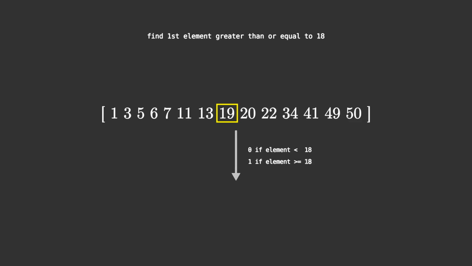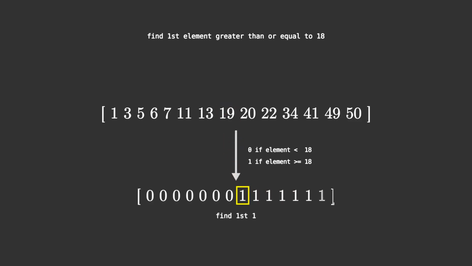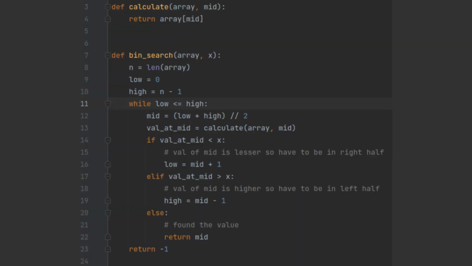So yes, we will replace each element with 0 if the element is less than 18 and with 1 if the element is greater than or equal to 18. Now you can see this array has been transformed into the array which we previously saw, and the answer for this is finding the first one, which we already did with binary search. So binary search can be applied here as well in this sorted array. Now let's move on to something else.